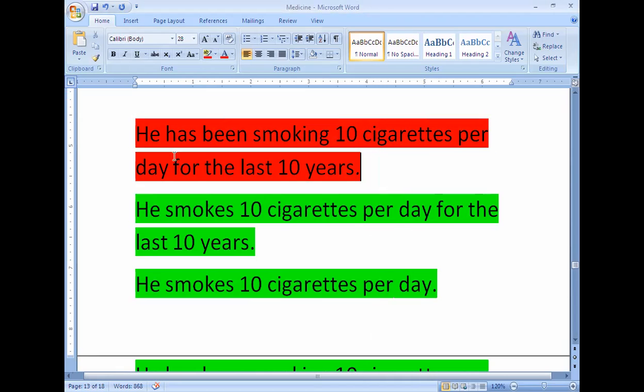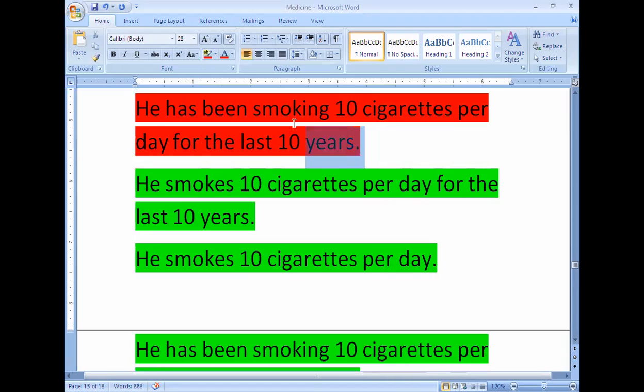Okay, let us now discuss. He has been smoking 10 cigarettes per day for the last 10 years. Dr. Khalil, you said it is correct. No, let us ask Ms. Tatiana, why is it wrong, please? He has been smoking is wrong. What is wrong here? Something with the last 10 years? What is wrong? I don't know. Something is wrong.